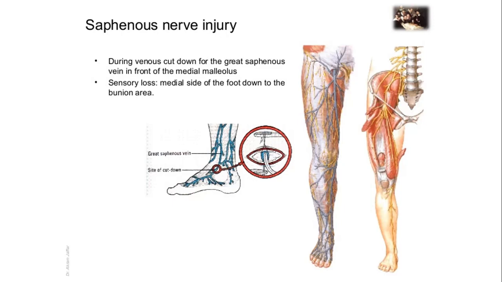So if you are taking the great saphenous vein, the nerve running along with it is the saphenous nerve, and this can be damaged, and there will be sensory loss on the medial side of the foot down to the bunion area. So there will be loss of sensation when you are taking the great saphenous vein.